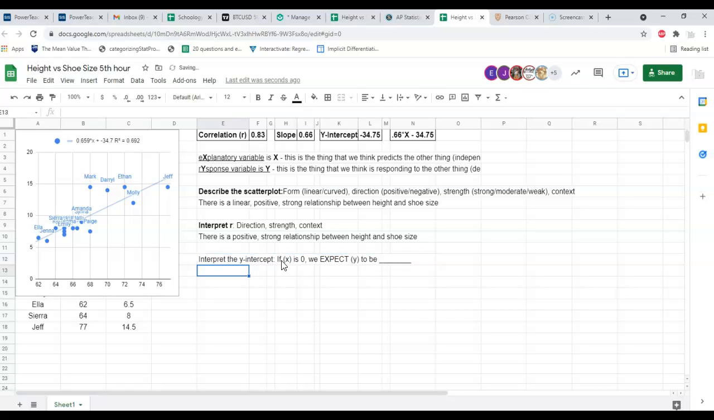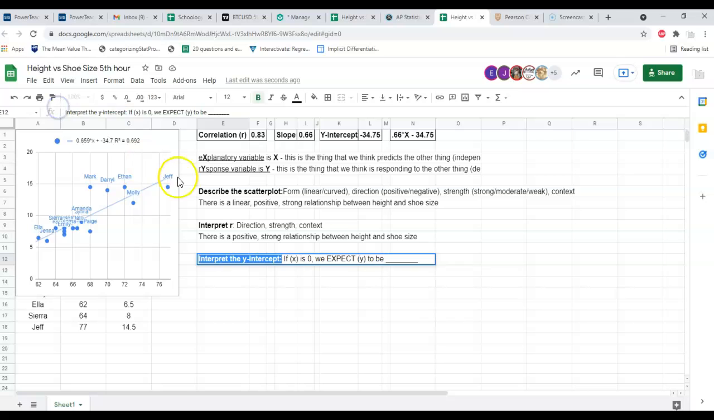whatever it might be. The expect is a big deal. We don't know exactly what's going to happen. Like, we would have expected my shoe size to be up here, but was it? No, it's down here. We would have expected Mark's shoe size to be down here, but it's not. It's up there. This line only is like a predictor, like what's going to happen on average. It's what we expect. It doesn't mean every dot's going to fall perfectly on that line.